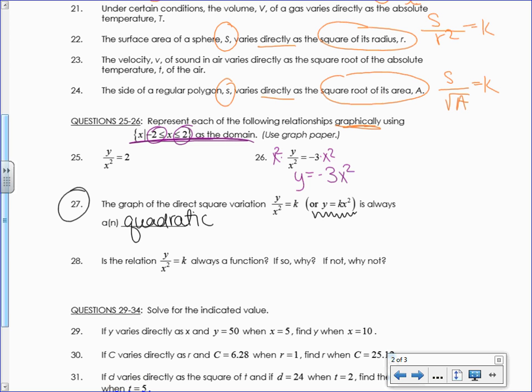All right, if k is positive, it'll be smiley. If k is negative, it'll be frowny. But it's always going to be a quadratic, and it's always going to be a quadratic that goes through the origin. Okay?